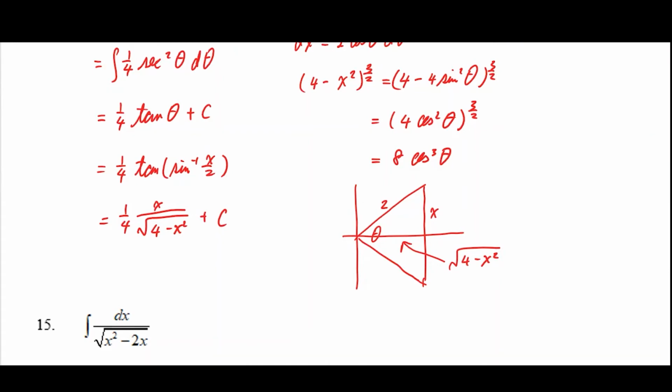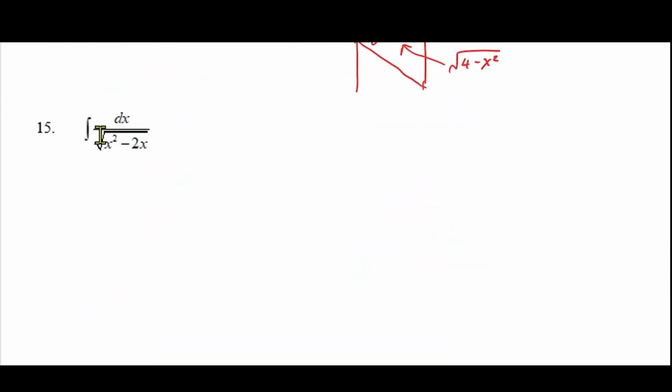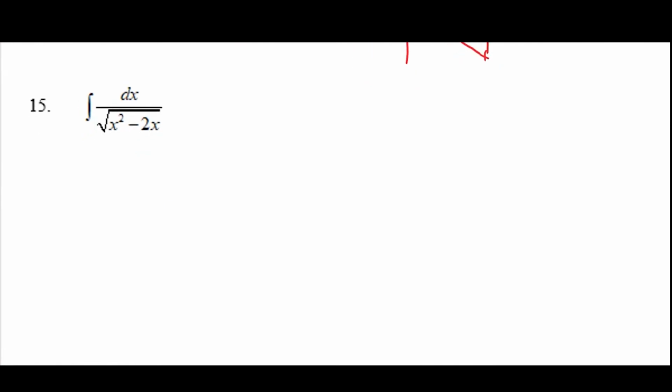Okay, now then we move on to number 15. First thing we have to do is complete the square. So let's complete the square. So this is equal to integral of dx over square root of x minus 1 squared, and then we have minus 1. Too much algebra? You want me to show you how to do that while I'm at it, or do we all know how to complete the square? Okay, nobody put the hand up, so let's just assume you know how to do that much.